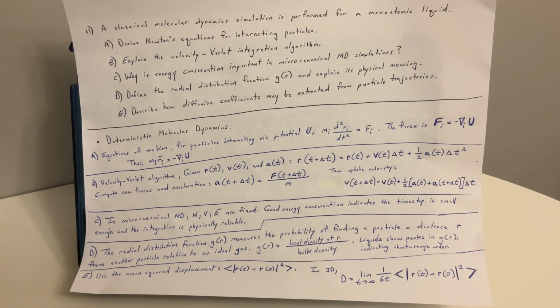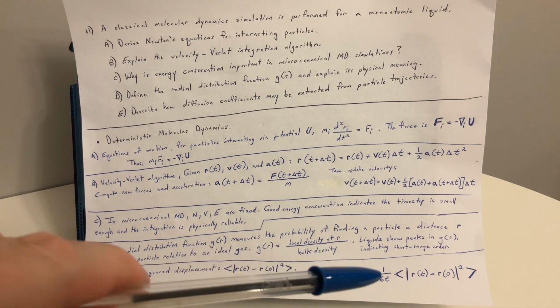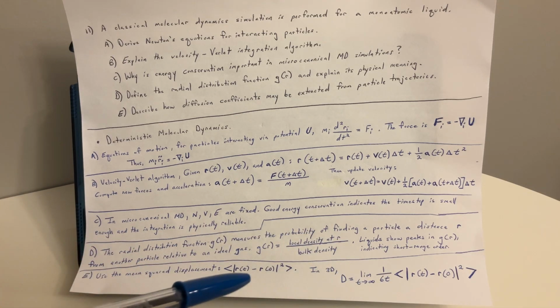Part E, describe how diffusion coefficients may be extracted from particle trajectories. Well, we use the mean square displacement here. And in 3D, D equals the limit as t approaches infinity of 1 over 6t times that mean squared displacement. So that is number 11.